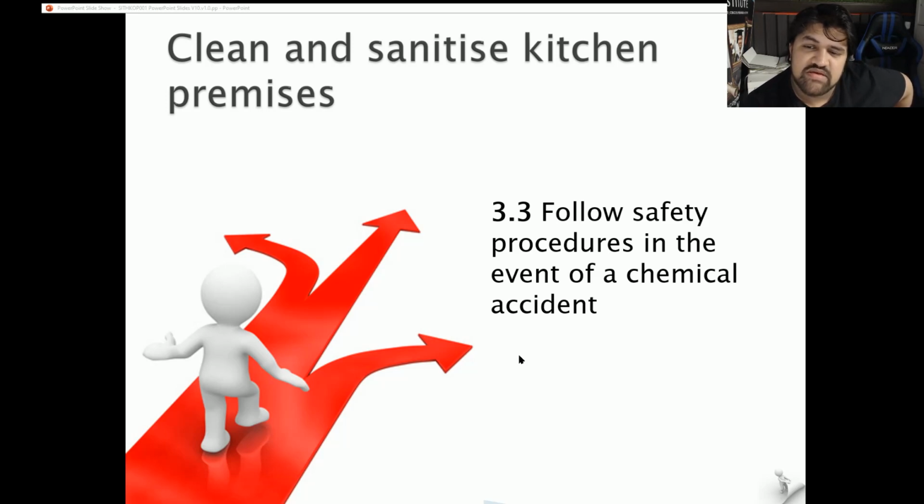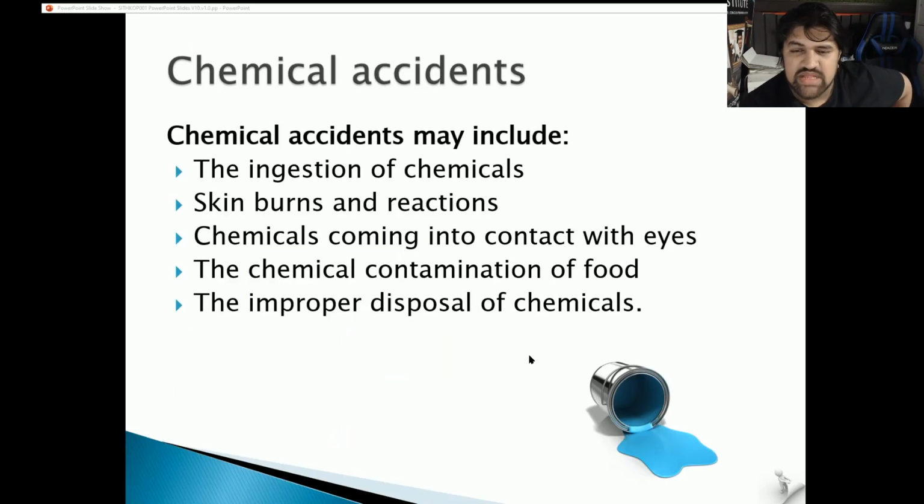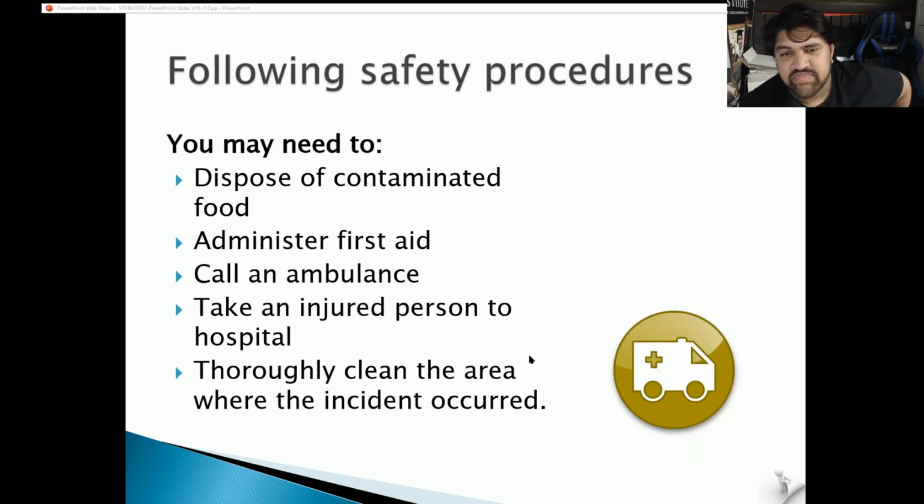3.3. Follow safety procedures in the event of a chemical accident. Chemical accidents may include the ingestion of chemicals, skin burns and reactions, chemicals coming into contact with eyes, the chemical contamination of food, the improper disposal of chemicals. Following safety procedures, you may need to dispose of contaminated food, administer first aid, call an ambulance, take an injured person to hospital, and thoroughly clean the area where the incident occurred.